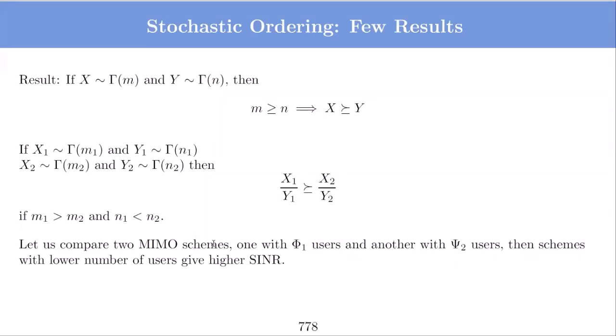This gives us an interesting result: if X1 is gamma m1 and Y1 is gamma n1, X2 is gamma m2 and Y2 is gamma n2, and if m1 is more than m2 and n2 is more than n1, then X1 upon Y1 stochastically dominates X2 upon Y2.